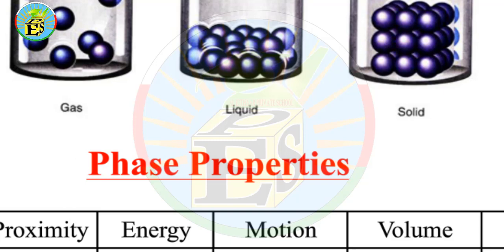Energy means the average kinetic energy of the molecules. We know that in solids the motion is very little, a short range of motion, so it has little kinetic energy. But liquid moves more freely than solid, so it has moderate energy. But in gas, the particles can move faster in any direction, so it has a lot of energy.